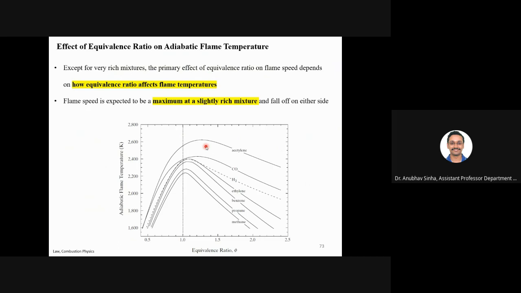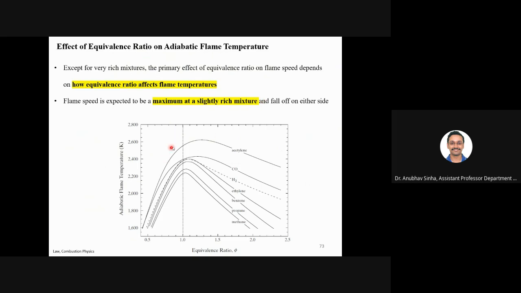So first let us talk about equivalence ratio. Basically, what we need to understand is how equivalence ratio governs your flame temperature. The same trend will be followed for flame speed.